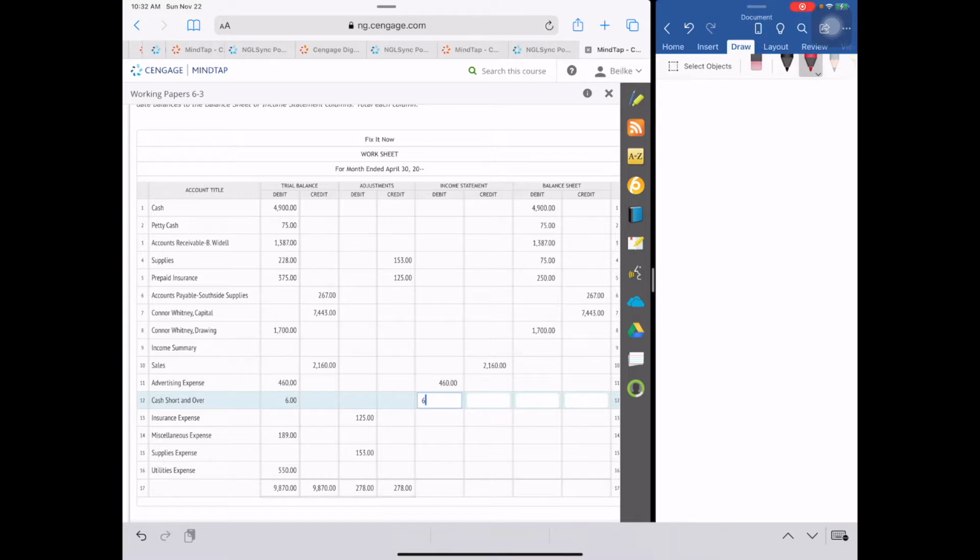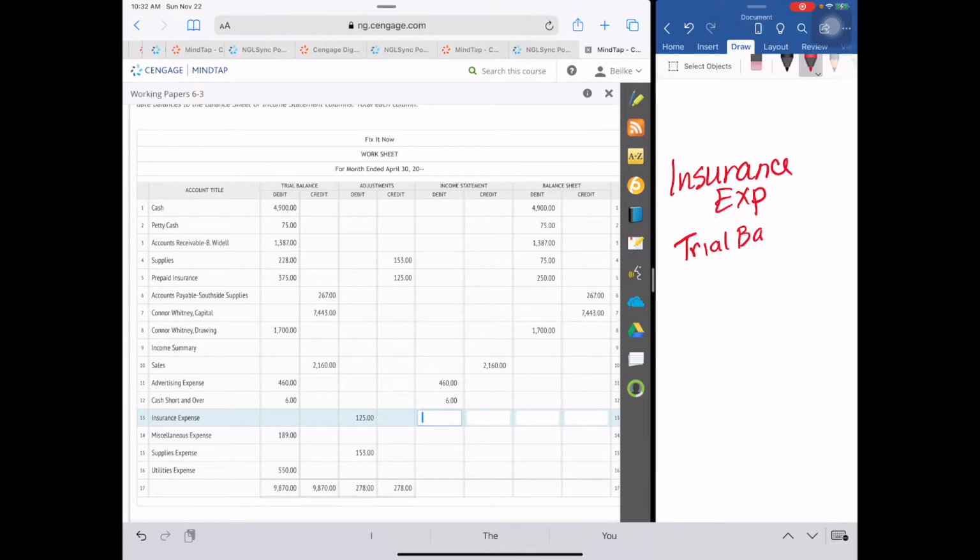Whoops, wrong number. Our insurance expense, you can see insurance has a trial balance of 0. It has an adjustment of a 125 debit. So the balance, you would add those two together and you have a $125 debit balance. And you will transfer that into your income statement as 125.